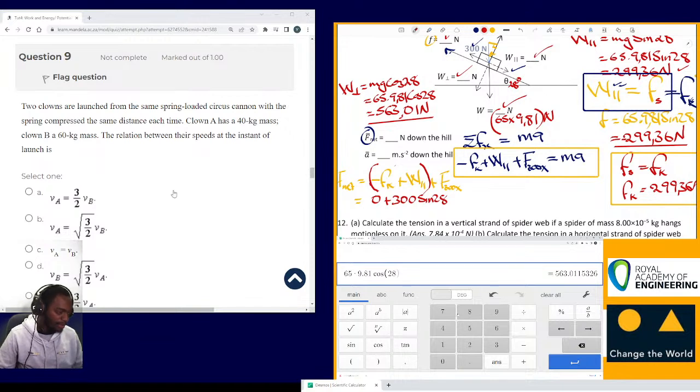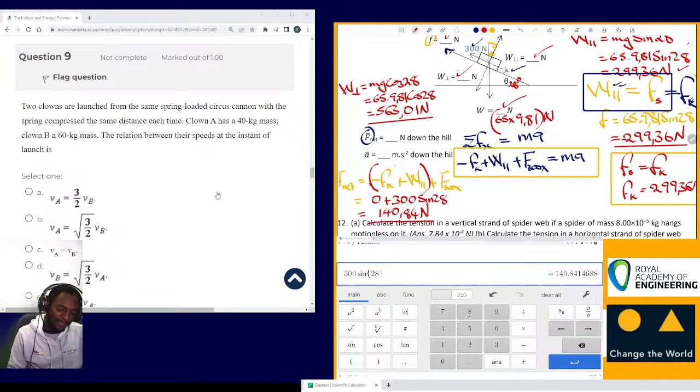So we need to punch that. Sine 28, we get 114.840 newtons. So you can see that from the screen. So that's what we get.